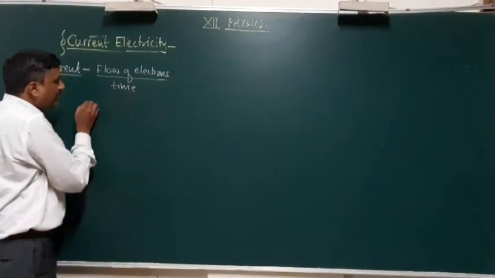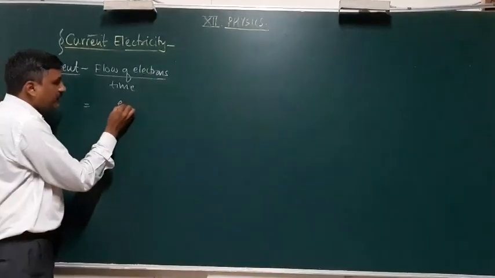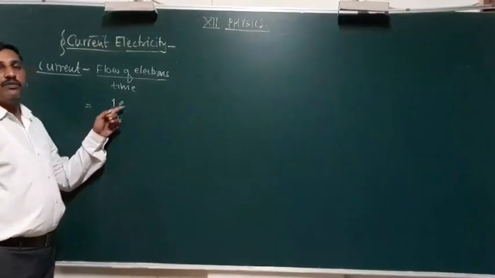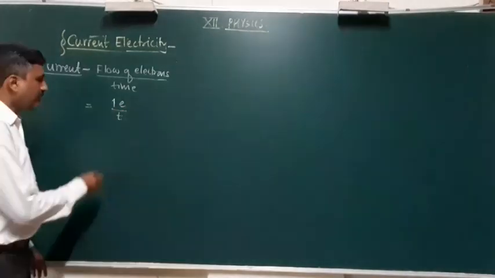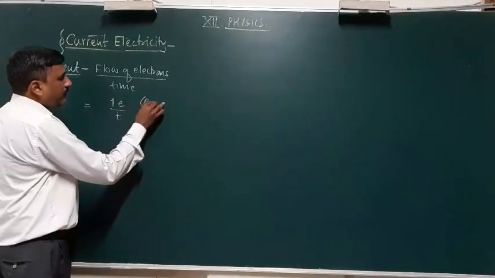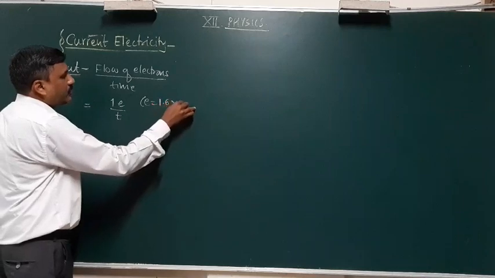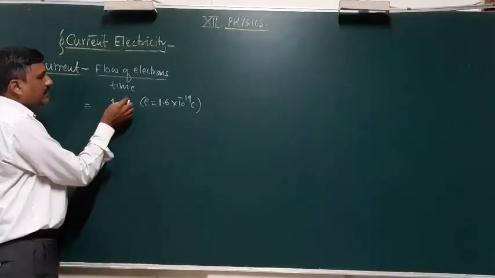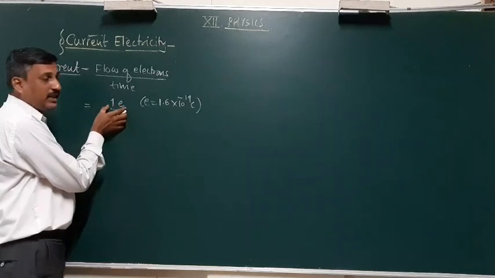Here, suppose one electron is flowing. Let e be the charge on an electron. One electron is there, so 1 e divided by time. Suppose there are two electrons, then 2 times e, where the charge on an electron is 1.6 into 10 raised to minus 19 coulomb. As the number of electrons increases, the total charge also increases.